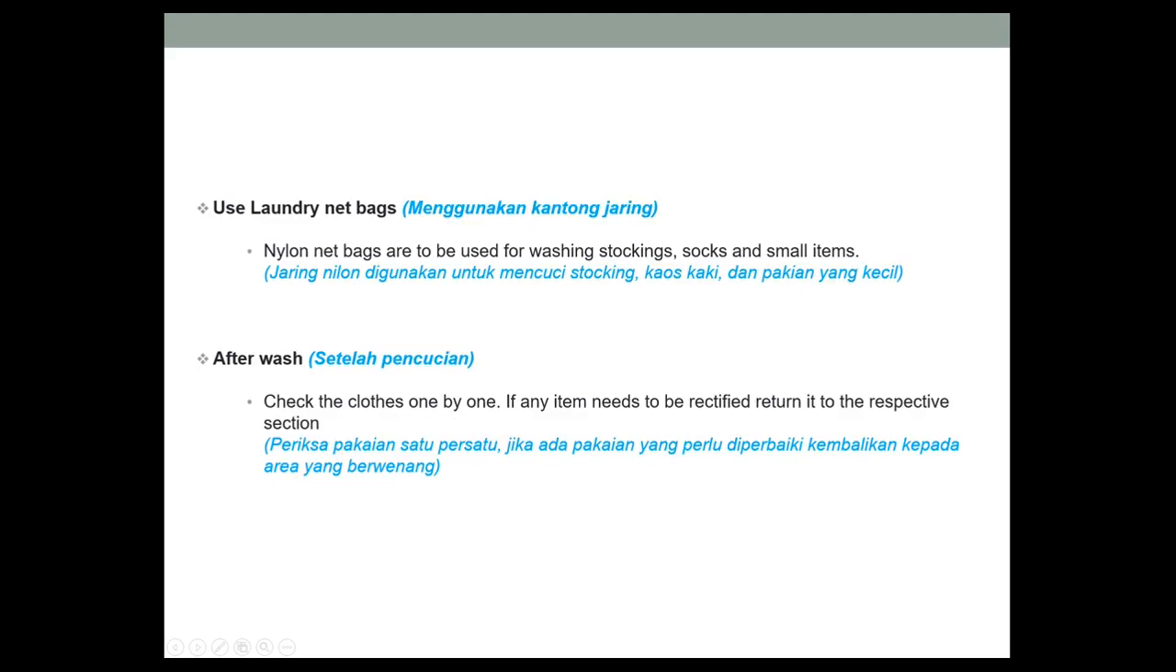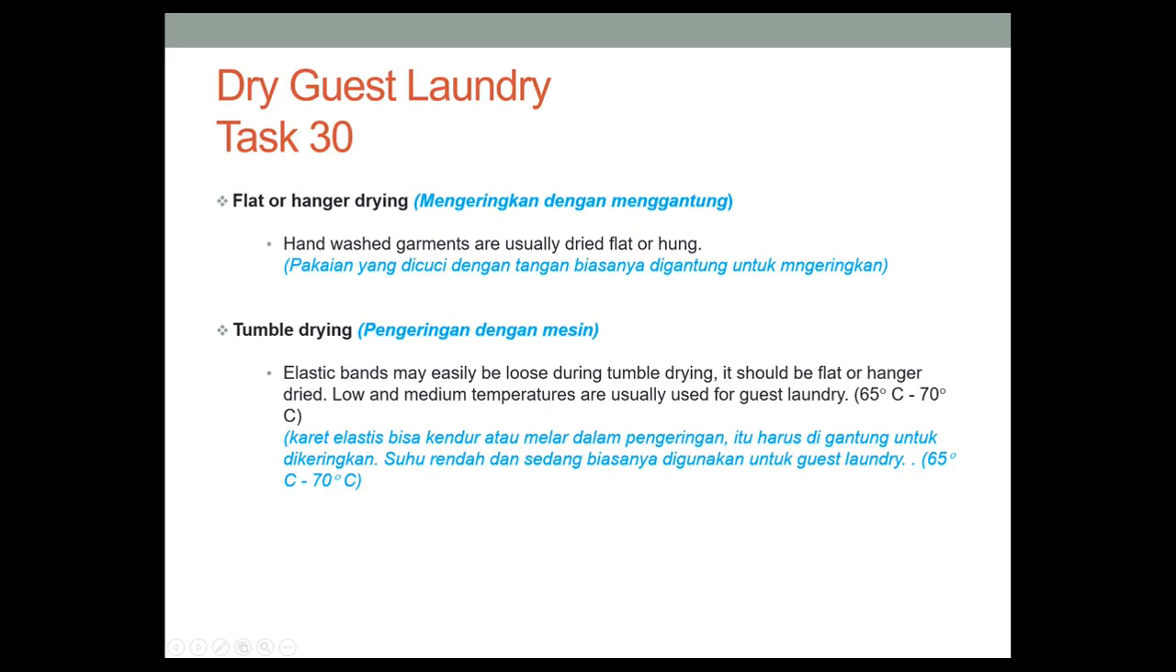Use laundry net bags. Nylon net bags are to be used for washing stockings, socks and small items. What to do after wash. Check the clothes one by one. If any item needs to be rectified, return it to the respective section. Dry guest laundry. Flat or hanger drying. Hand wash garments are usually dried flat or hung.